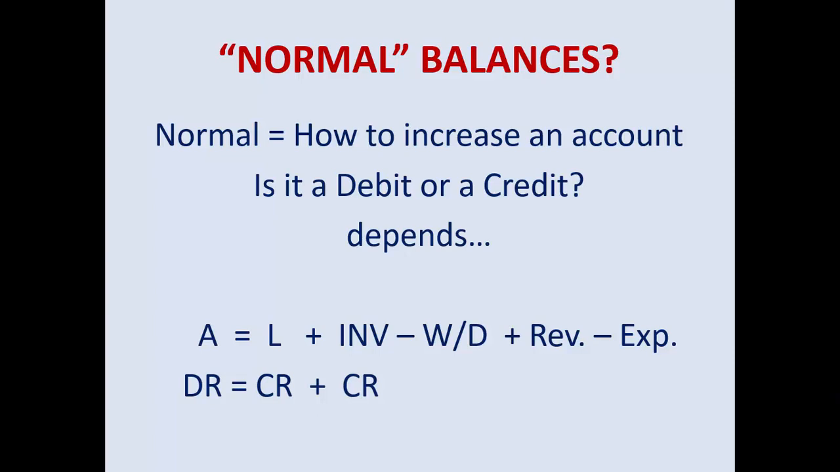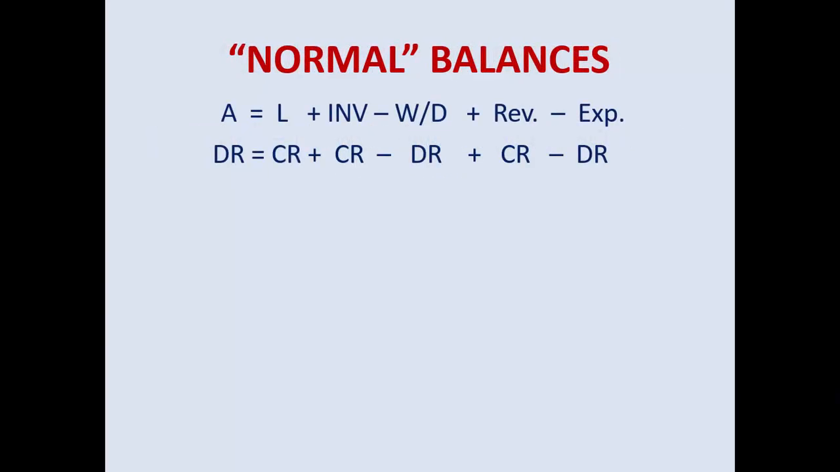But then you have to look at the four components of equity. Withdrawal will decrease equity. So to increase a withdrawal, it's a debit, because equity decreases with a debit and increases with a credit. So of the four components, the two that increase equity will be a normal balance credit. The two that decrease equity will be a normal balance of a debit. So it's probably best to write these down and keep them on a note card until you really memorize them and understand them.